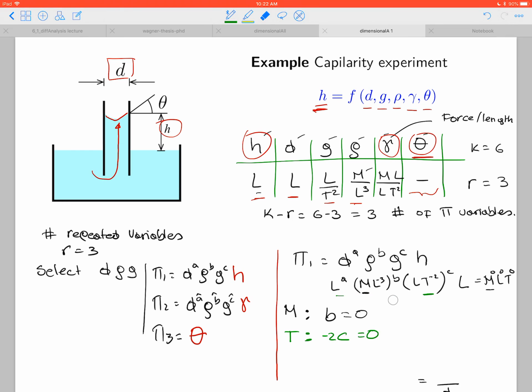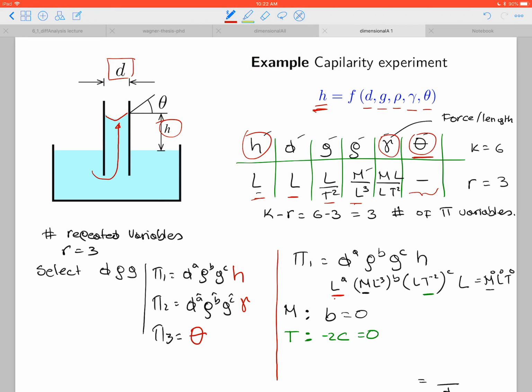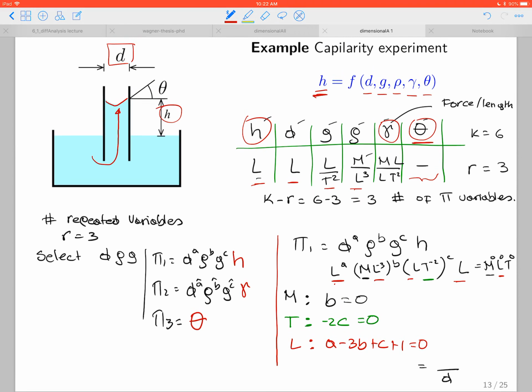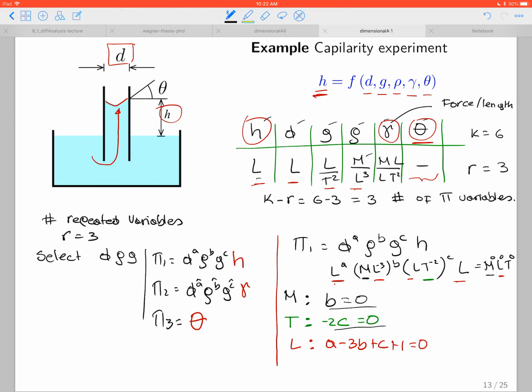And let's continue with length. So we have L to the a, and we have length. So we have a minus 3b plus c plus 1 equal to 0. In the first case, we already have b equal to 0, c equal to 0, so we just have to replace this one. This is 0, this is 0. So a is equal to negative 1.